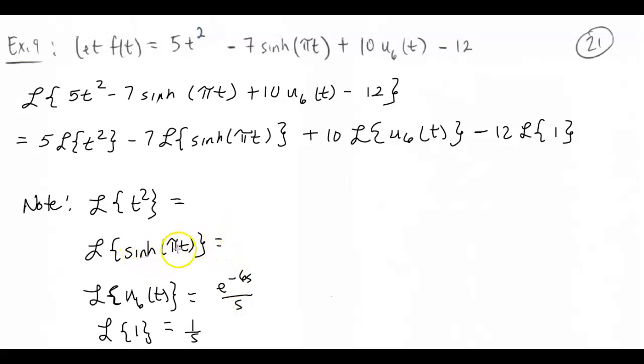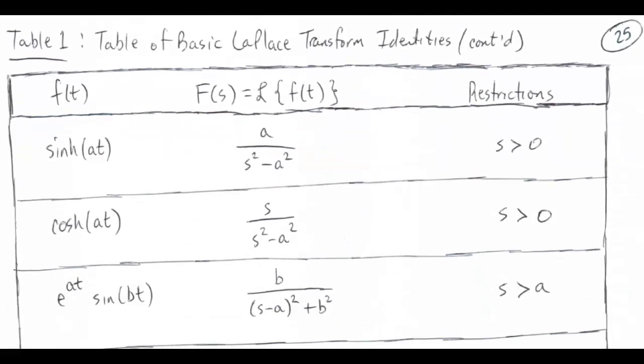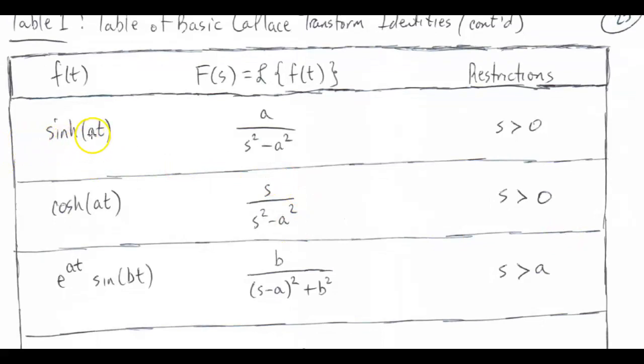Now we look for the sine hyperbolic of pi times t. So we'll see if we have that in our list. Yep, and we do. Sine hyperbolic. A is going to be the same thing as pi in this case. So this will be pi here, and that will be pi there. So we'll have pi over s squared minus pi squared. So we'll just do it like that, and I'll go ahead and erase this because I'll probably need to use this again.